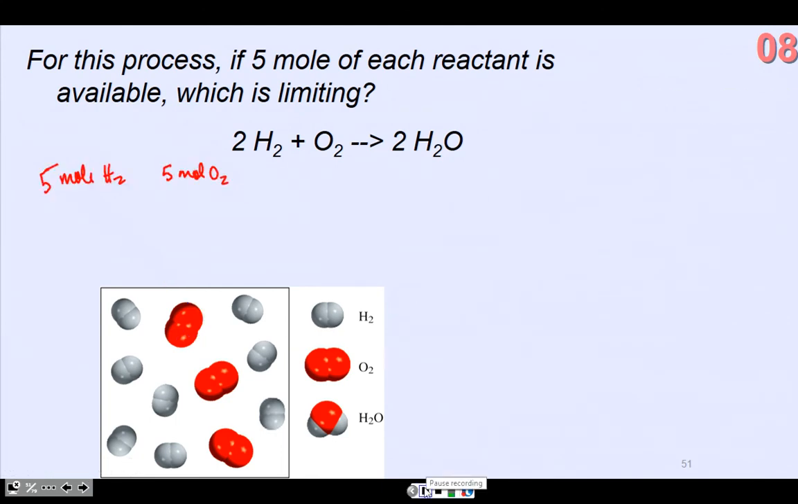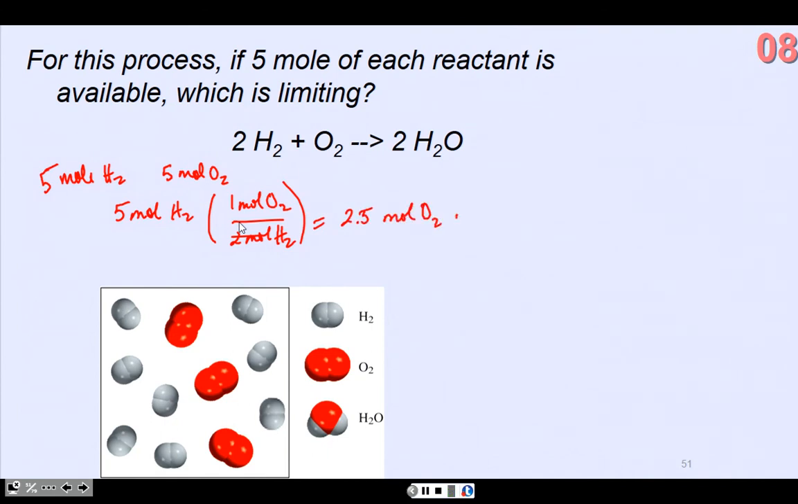Each of these methods requires you to begin with a number of moles, and you've been given moles in this example, so it makes it simpler. So if you have 5 moles of hydrogen, your ratio of moles in this example is 1 mole of oxygen for 2 moles of hydrogen, and in this case that would be 2.5 moles of oxygen required. Do we have 2.5 moles of oxygen? Yes, we have more than that.